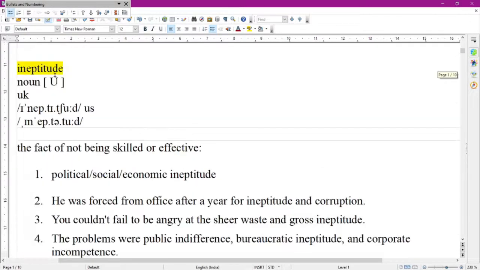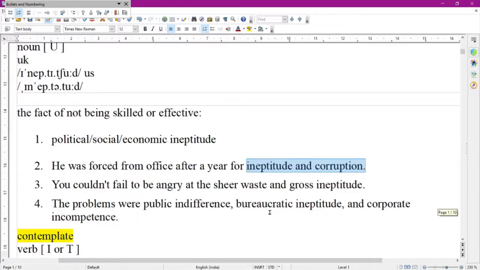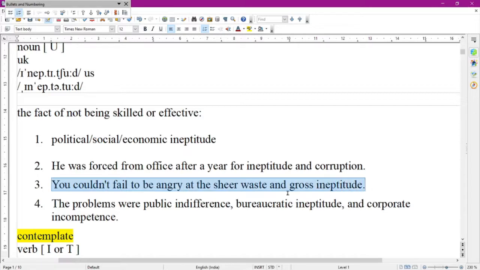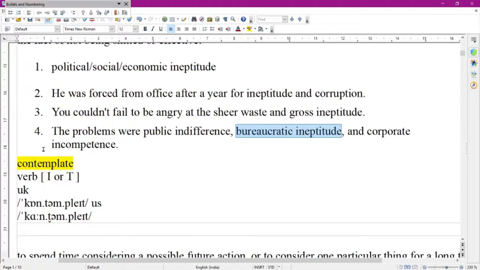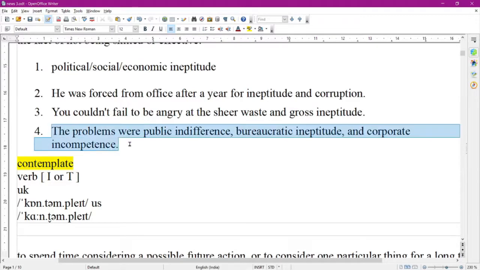Once again, let's read some noun forms also. He was forced from office after a year for ineptitude and corruption. You couldn't fail to be angry at the sheer waste and gross ineptitude. The problems were public indifference, bureaucratic ineptitude, and corporate incompetence. Incompetent is also a synonym, right?